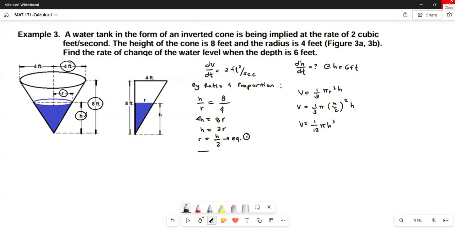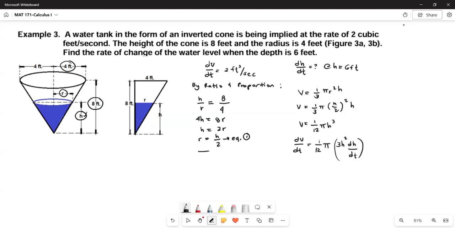So ngayon, yung ating working equation is uniform na ang ating variable. So anong next natin gagawin? I-differentiate natin yung ating variables with respect to time. So magkakaroon ka ng dV. So now we get the derivative of our working equation. So derivative of V is of course derivative of V with respect to time. So 1/12 pi is a constant value, and then yung h cubed is hindi siya constant. So variable siya. So pag differentiate natin siya, magiging 3h squared dh with respect to time.